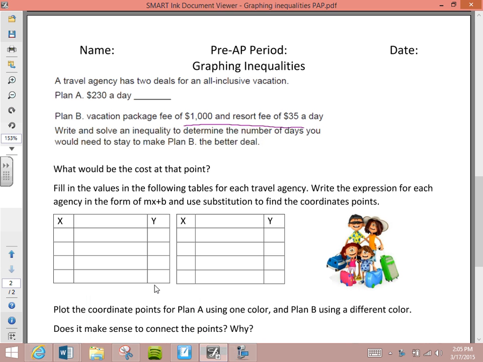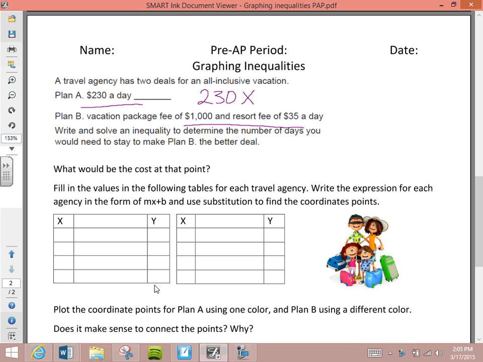All right, so we know this is proportional because it has no b. So we can say that the expression for that would be 230x. Why is it that I'm calling this an expression and not an equation? It doesn't have an equal sign. We're not equaling it to anything. It's just an expression. Expressions don't have equal signs.